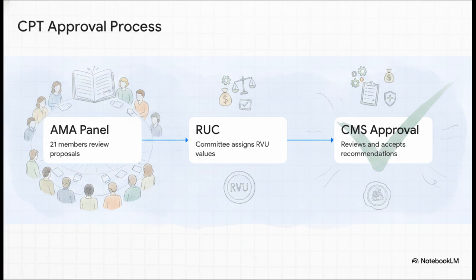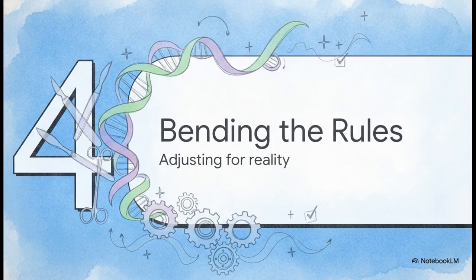Once that panel gives the green light, step 2 begins. It heads over to the RUC, the Relative Value Update Committee. They take input and assign those RVU values we just talked about. Finally, step 3, CMS reviews it, and most of the time, CMS just accepts the RUC's recommendations and makes it official. Let's jump to Section 4, Bending the Rules with Modifiers, Adjusting for Reality.